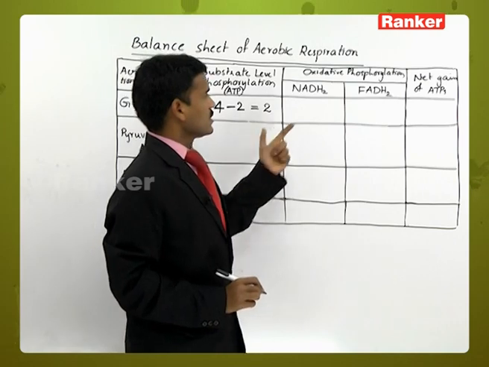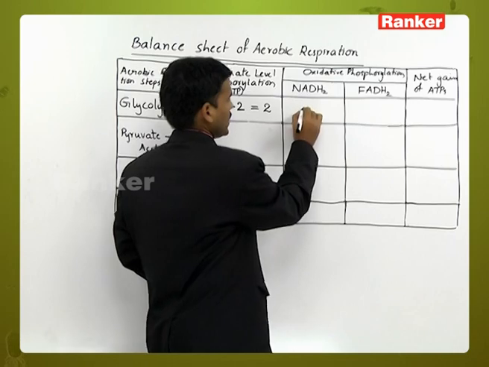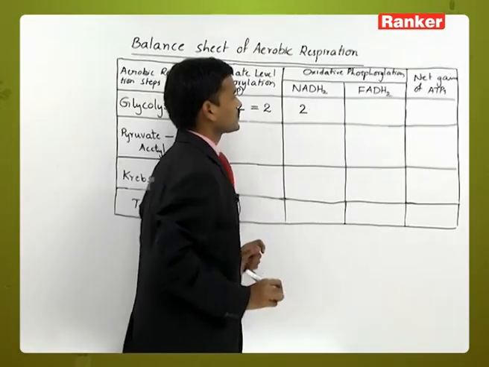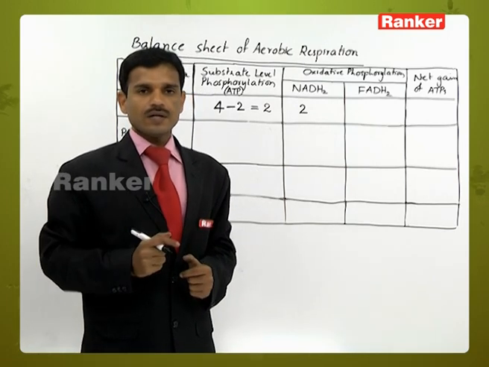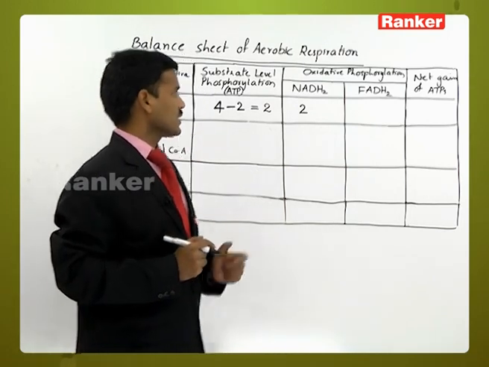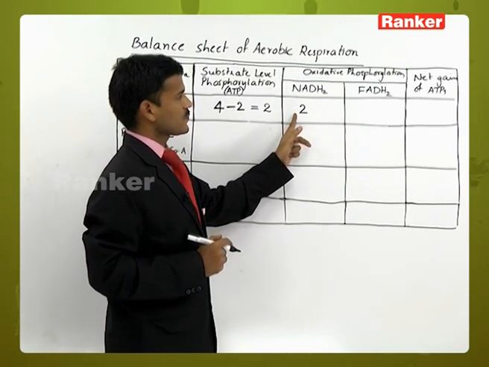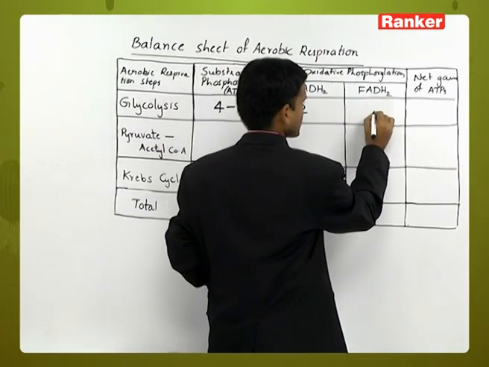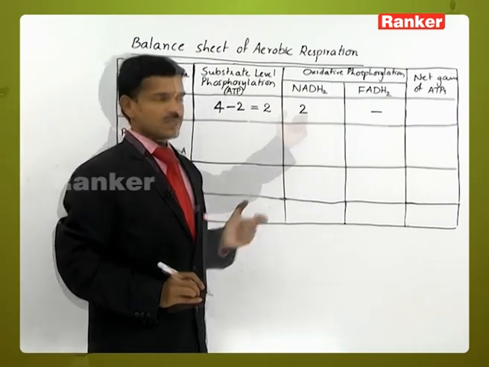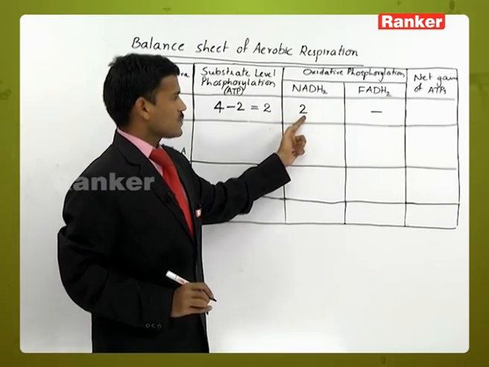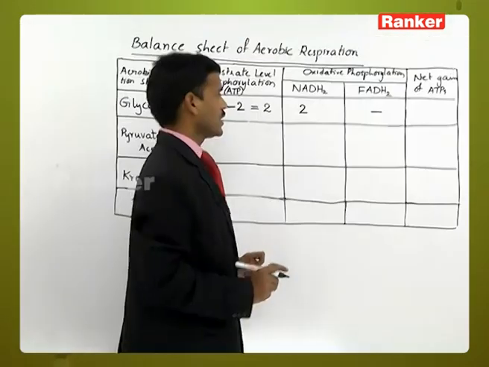And in glycolysis, here NADH2s are produced, only 2. From phosphoglyceraldehyde to 1,3-bisphosphoglyceric acid, at that point 2 NADH2s are produced. Here no FADH2s are produced in glycolysis. So, as we discussed in electron transport system and oxidative phosphorylation, in glycolysis NADH2 is equal to 2 ATPs.